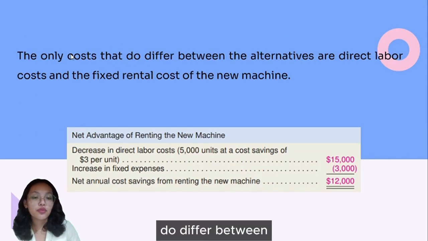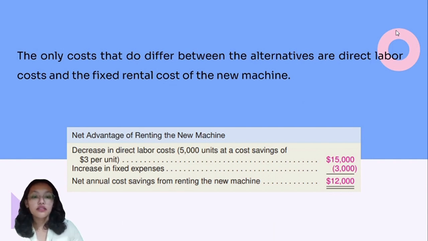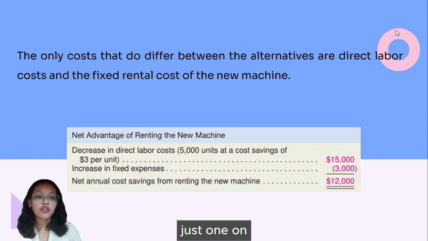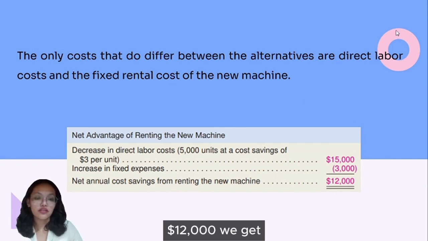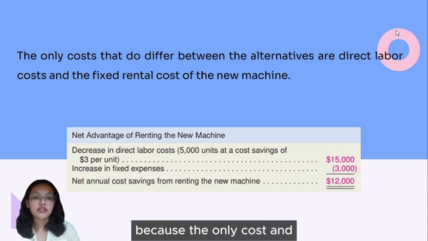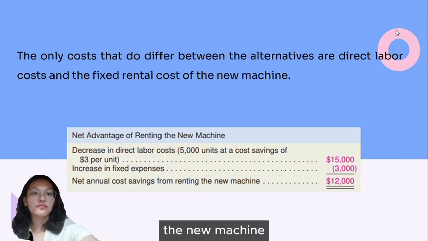The only costs that do differ between the alternatives are direct labor cost and the fixed rental cost of the new machine. Hence, the two alternatives can be compared based only on the relevant cost. Decrease in direct labor cost, 5,000 units at a cost savings of $3 per unit, which is $15,000. Increase in fixed expense, $3,000, and we get the net annual cost savings from the rental of the new machine, $12,000. We get the same answer because the only costs and benefits that matter in the final comparison of the net operating incomes are those that differ between the two alternatives, which are the direct labor cost and the fixed rental cost of the new machine.